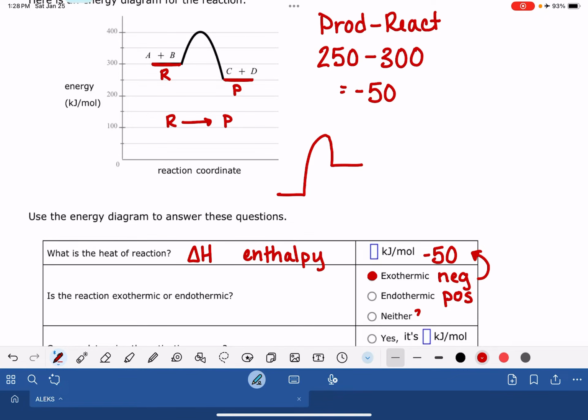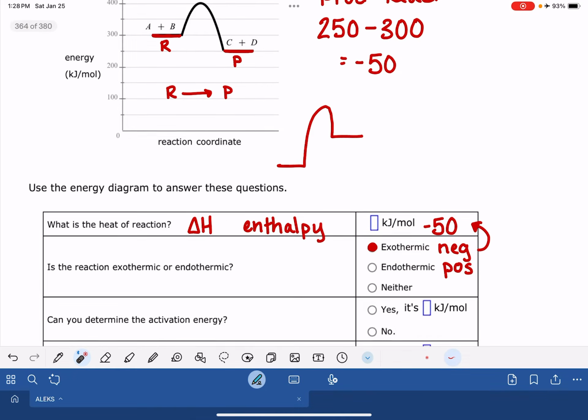And I'm not sure what kind of scenario would be appropriate for you to choose neither as your answer. Maybe it's possible if you got 0 as your heat of reaction, then you'd say neither, I guess. I don't know if that's a thing or not. But most likely you're going to have one of these 2 answers. And if your heat of reaction is negative, that means energy is being released, and that's an exothermic reaction.